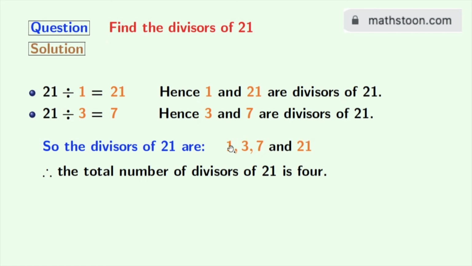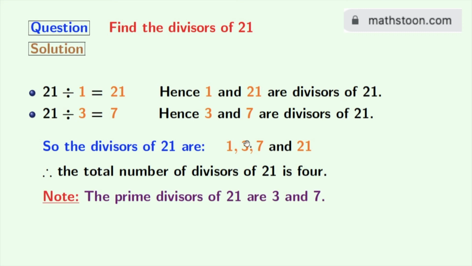Now if we look at these divisors, we can see that 3 and 7 among these numbers are prime numbers because these two numbers do not have any divisor other than 1 and that number itself. So we can say that the prime divisors of 21 are 3 and 7.